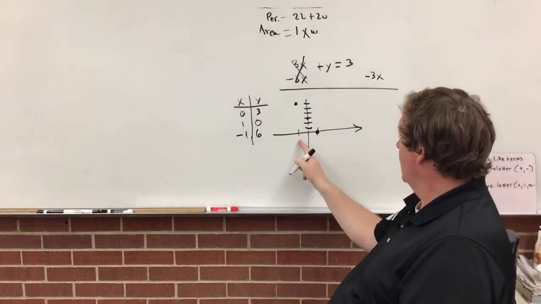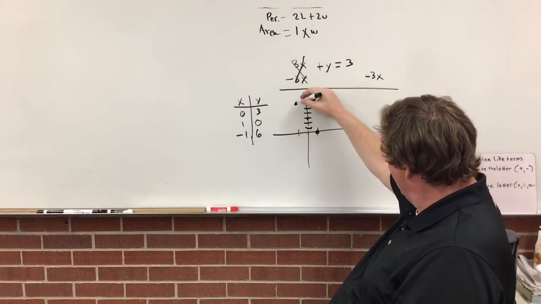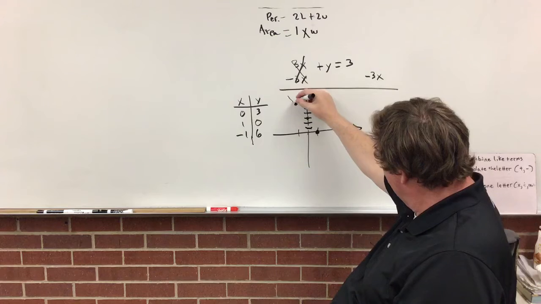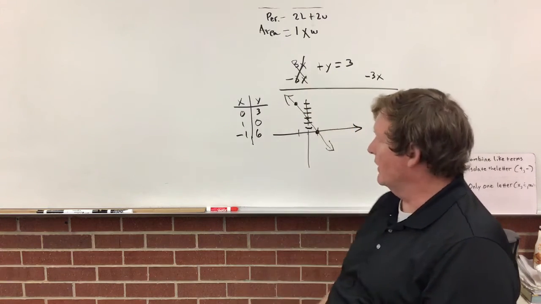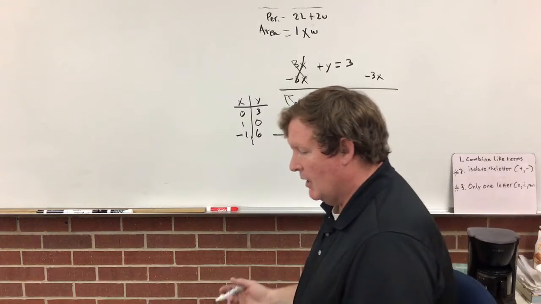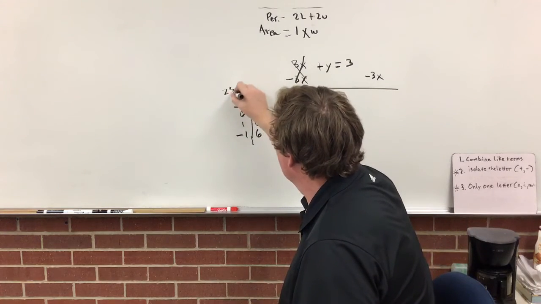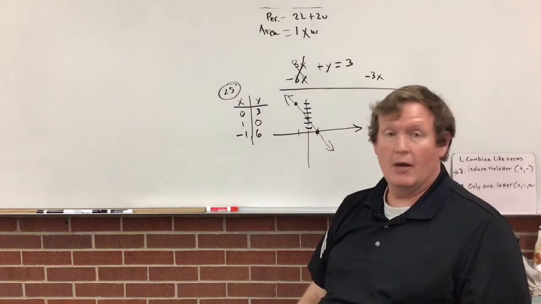The last one is negative 1 and all the way up to 6. Now I've got a very decent line that goes right there, diagonally. So that one would be number 25. Okay? That's how we graph that one.